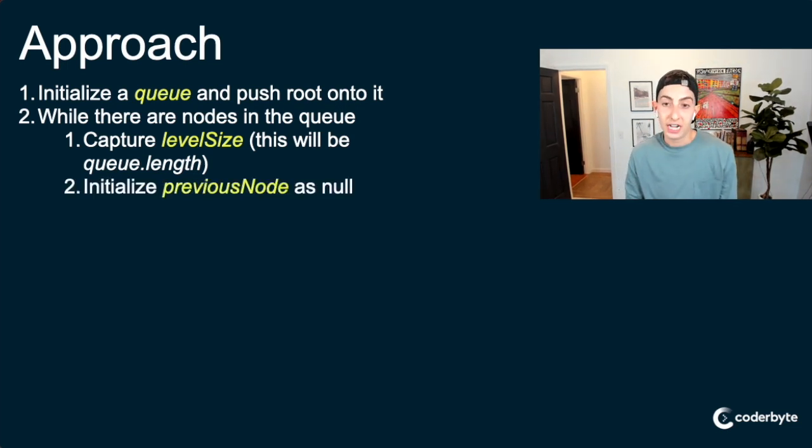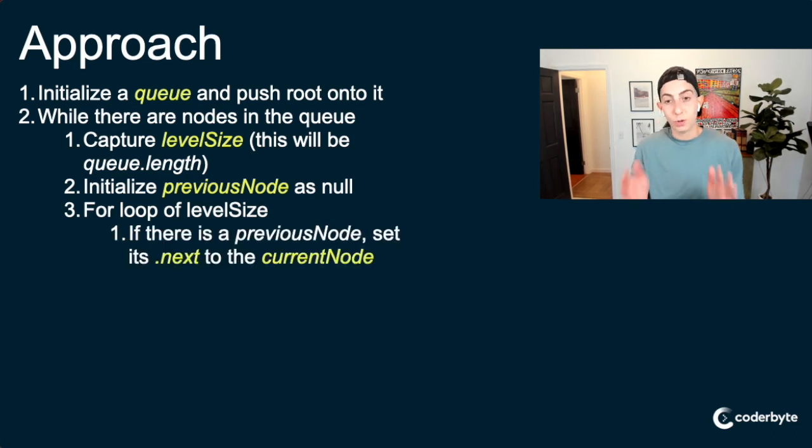We are going to initialize previous node, and we're going to set it equal to null at first. And then we're going to do a for loop of size level size. And this is essentially what we'll do in that for loop iteration. If there is a previous node, set its .next to the current node. So if we've already seen a node and previous node is not null, remember previous node will be null only at the beginning of the level.